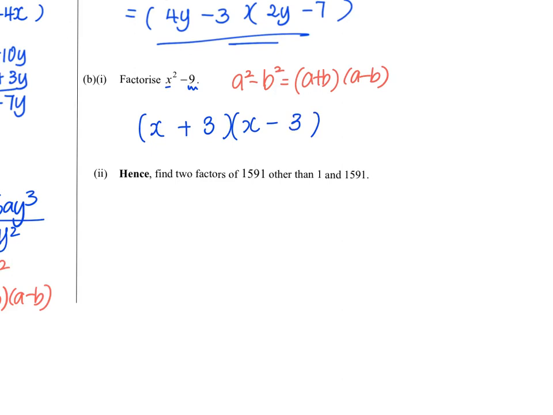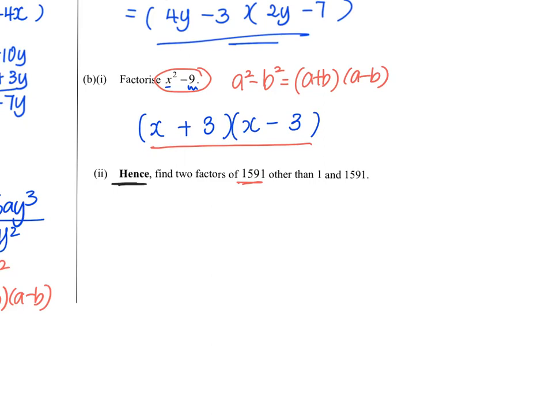Question now says, hence, find two factors of the number 1591 other than 1 and itself. How am I going to use the factorization hence? This one says I need x to be something, but I don't even know what x is. Am I right? But what do I know? I know this is x squared minus 9. And then now I'm only left with 1591. So what can I do?